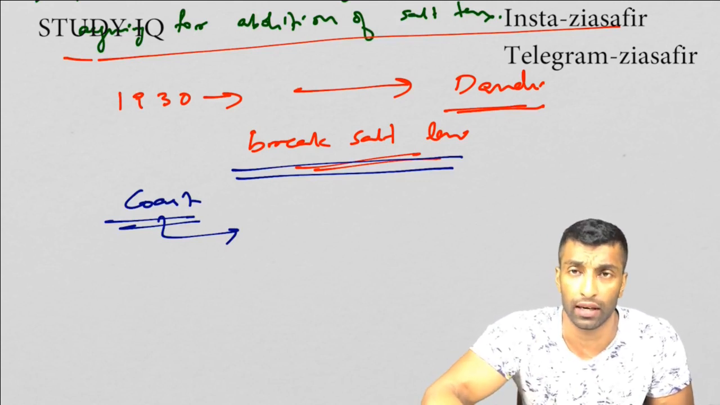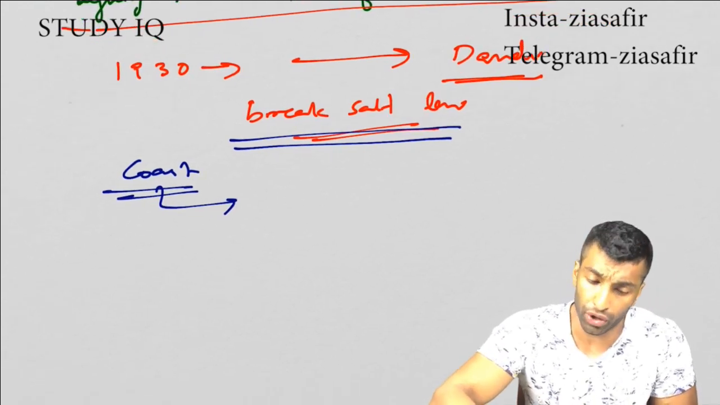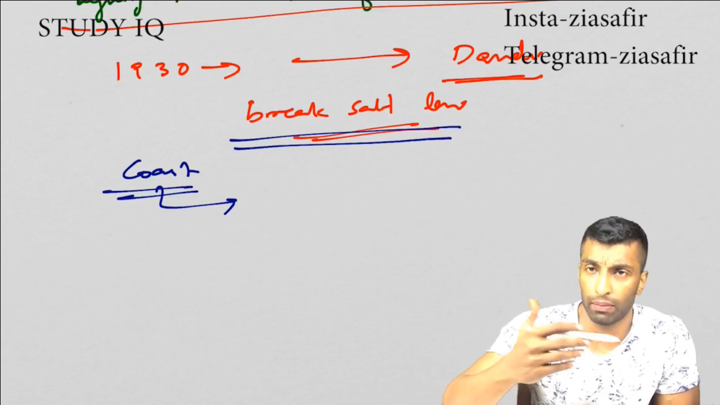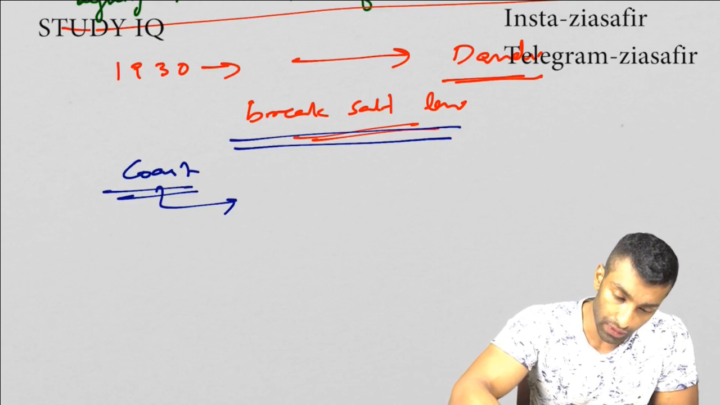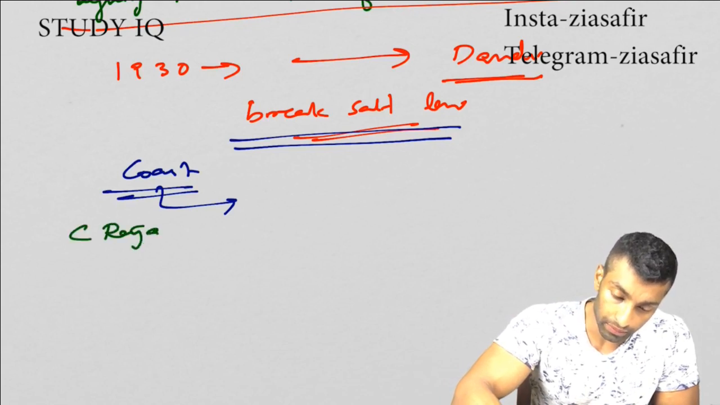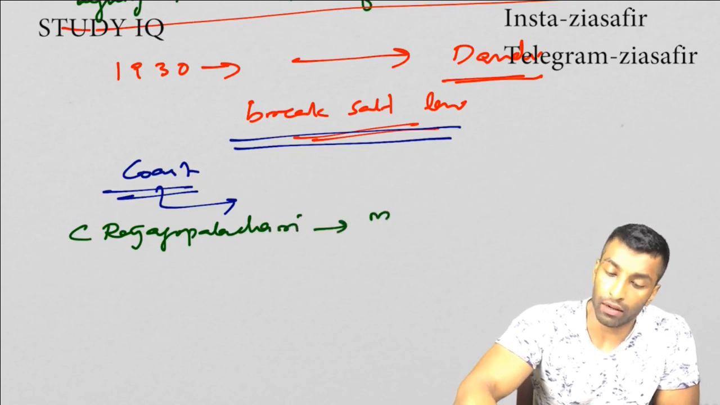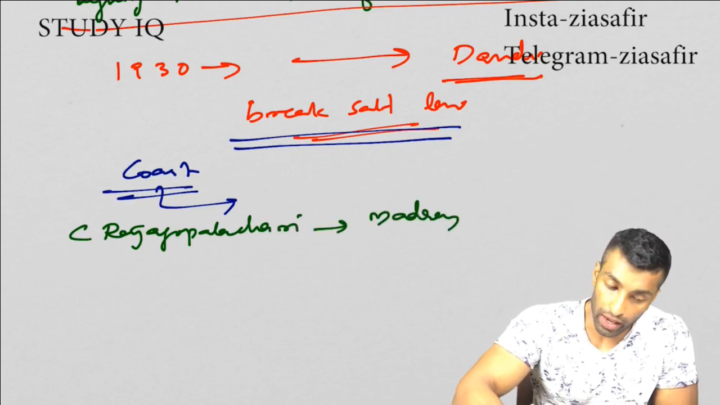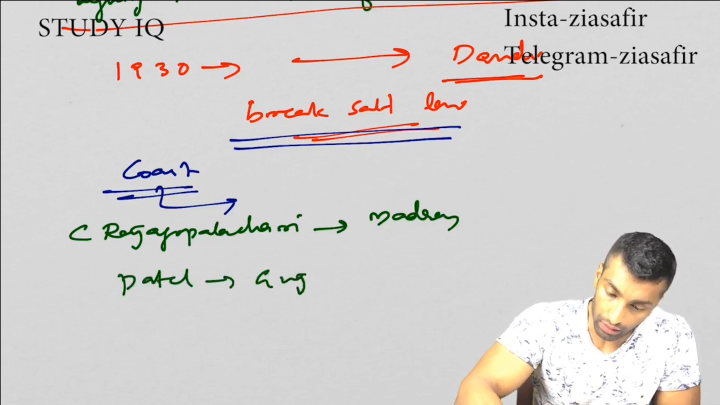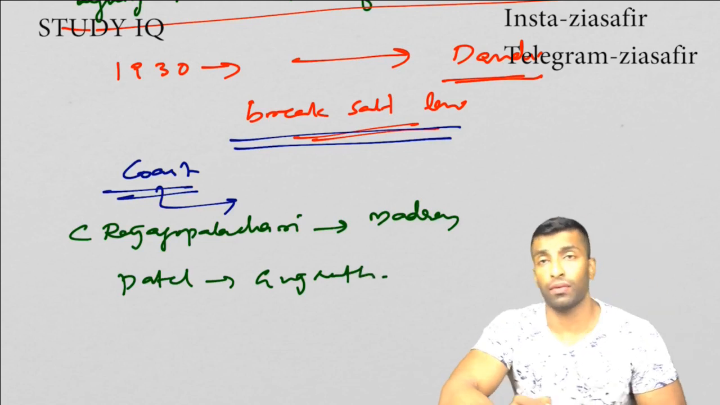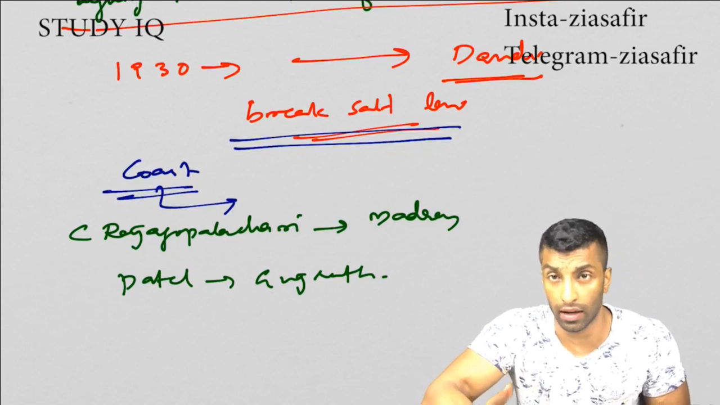But a similar Salt Satyagraha was launched in other parts of the country. So what you need to know is the other important people who started this movement in different parts of the country. First one, C. Rajagopalachari. He launched it in Madras. Okay, and then Patel in Gujarat.